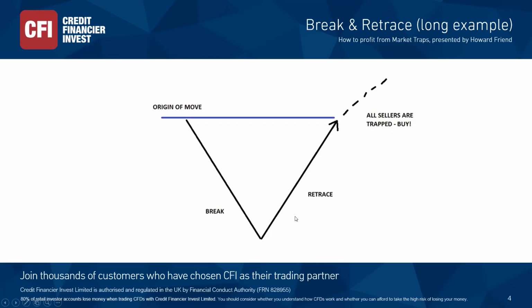But in this case, what I'm looking for is for the market to see the break move and then for the market to start to retrace higher. And when it gets to a certain point above the origin of the move, then we know that all of the sellers based on the break are trapped. And that creates a situation where the market, positioning wise, should go higher.